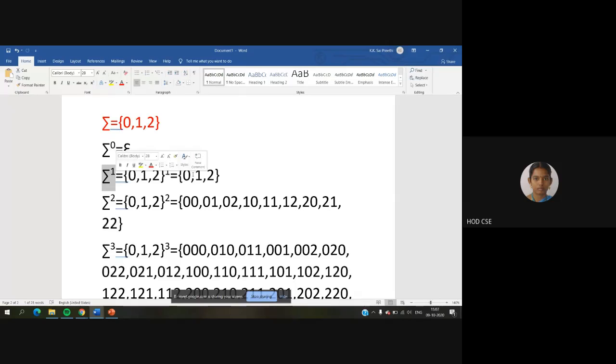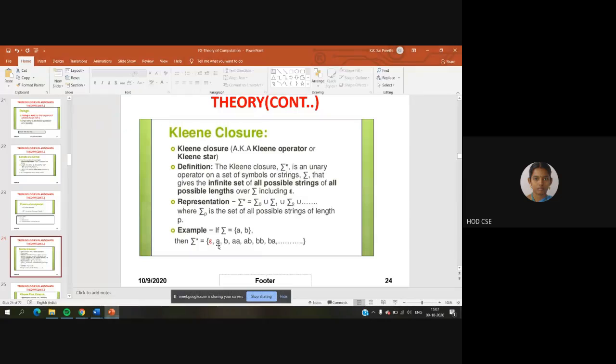Sigma power 1 is the one length. Likewise, one length for a, b is a and b alone. Two length for a and b is AA, AB, BB, BA. So sigma closure is equal to sigma power 0, sigma power 1, sigma power 2, sigma power 3, sigma power 4, likewise it goes. It is an infinite set. Kindly understand, because it is the union of all possible lengths of all strings.